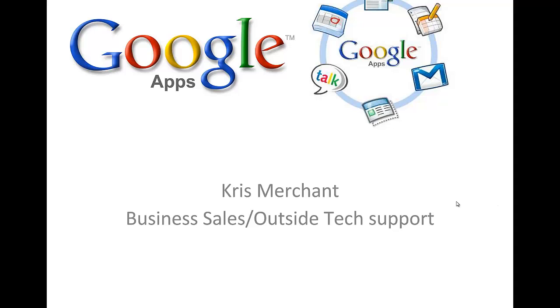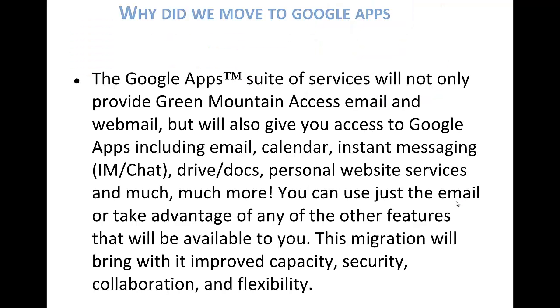We are really excited about this platform called Google Apps. It's something new that we're offering to our customers, and I'll give you a little overview. Our Google Apps suite of services will not only provide Green Mountain Access with email and webmail, but it'll also give you access to Google Apps, including email and calendar, instant messaging services, drives and docs, and then personal website services. You can just use the email feature if you want, but these other features come with it, so they're available to you.